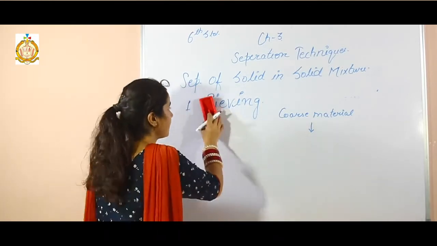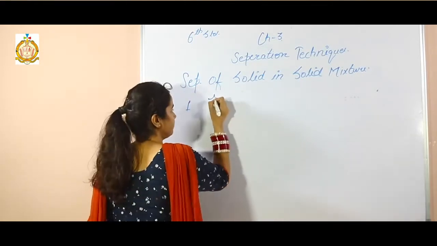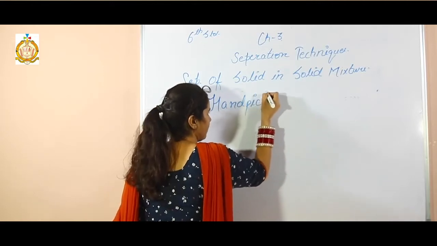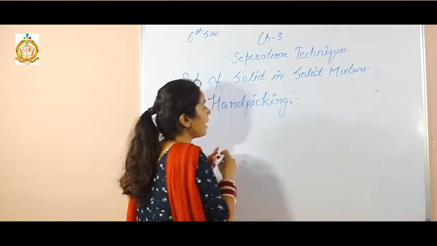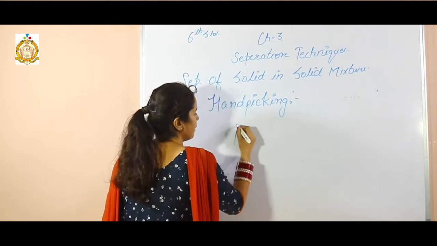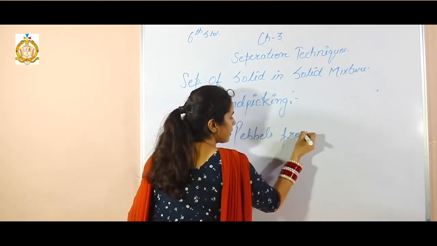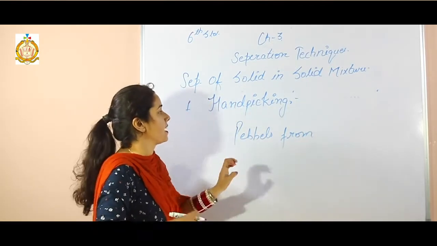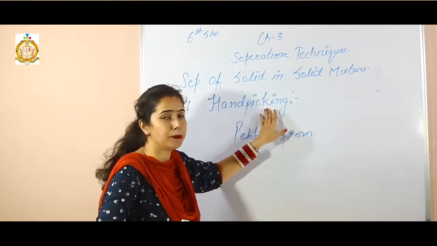Now third one, that is hand picking. The name hand picking means with the help of hand. In hand picking, we separate heavier particles like pebbles from rice, cereals or pulses, and it is done with the help of hand, so it is called hand picking.